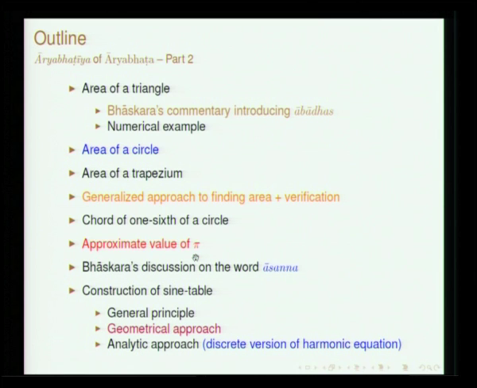So, this is the second part of our lecture on Aryabhatiya. In the earlier part, we saw the algorithms presented by Aryabhata for extracting square root, cube root and so on. In this lecture we will be starting with the formulae given by Aryabhata for finding the area of various geometrical objects, starting with triangle, then proceeding towards trapezium, circle and so on.